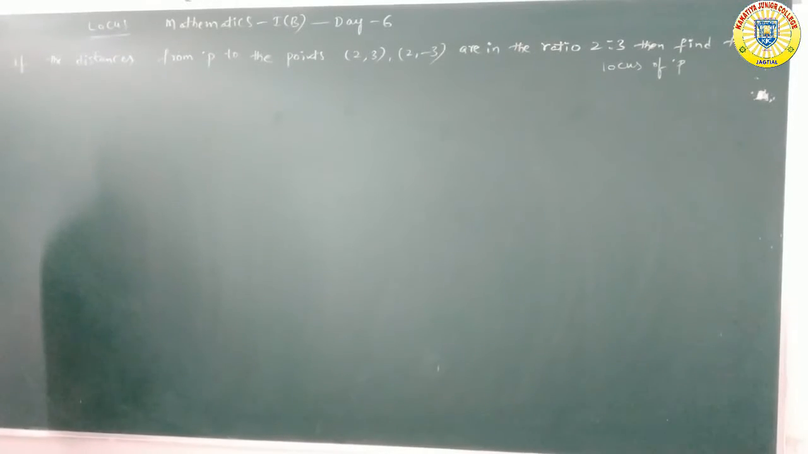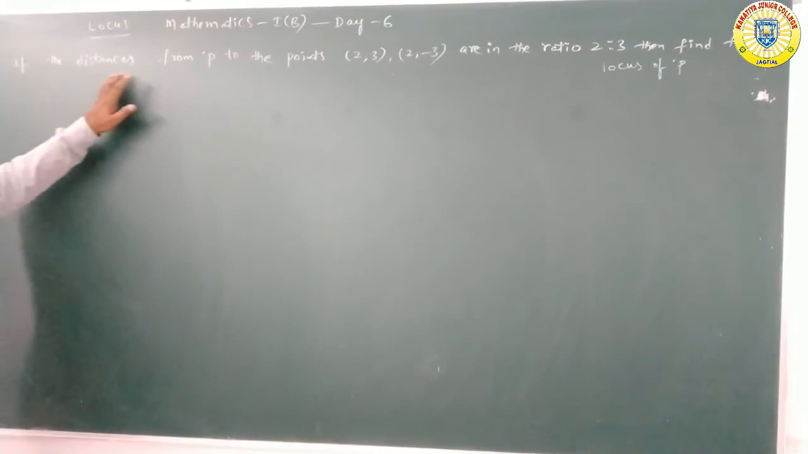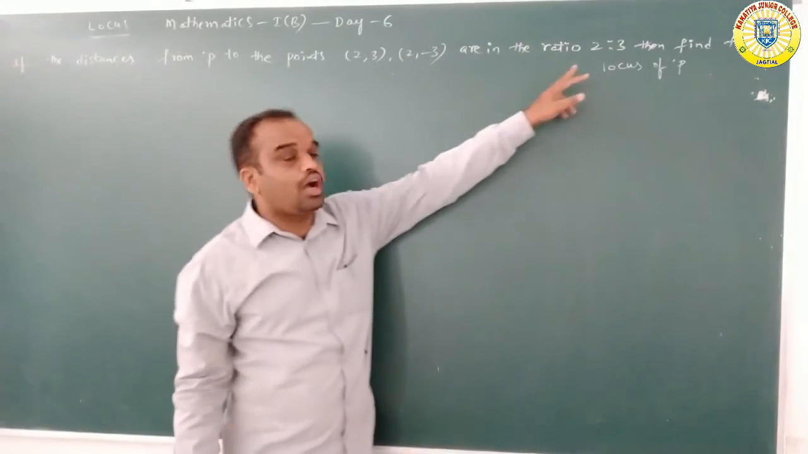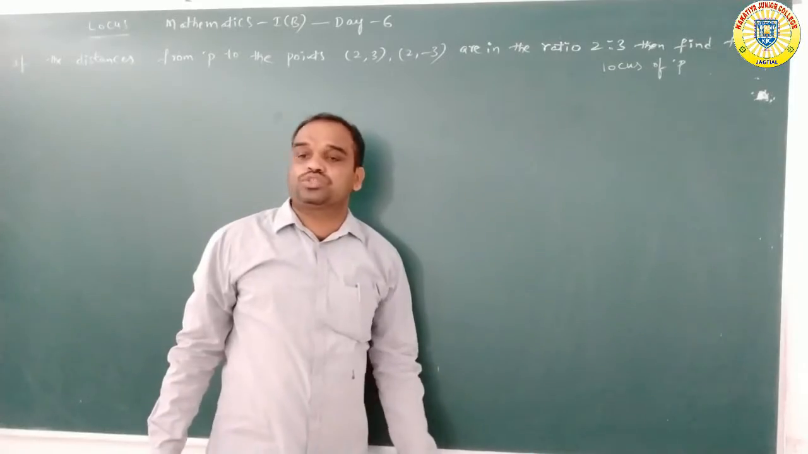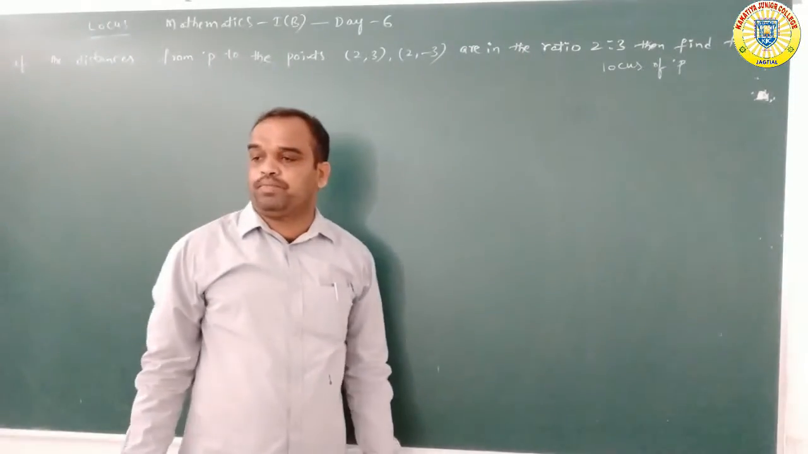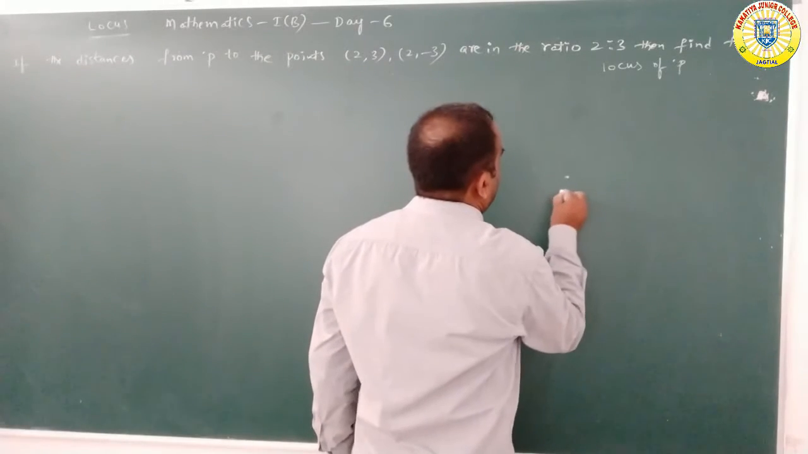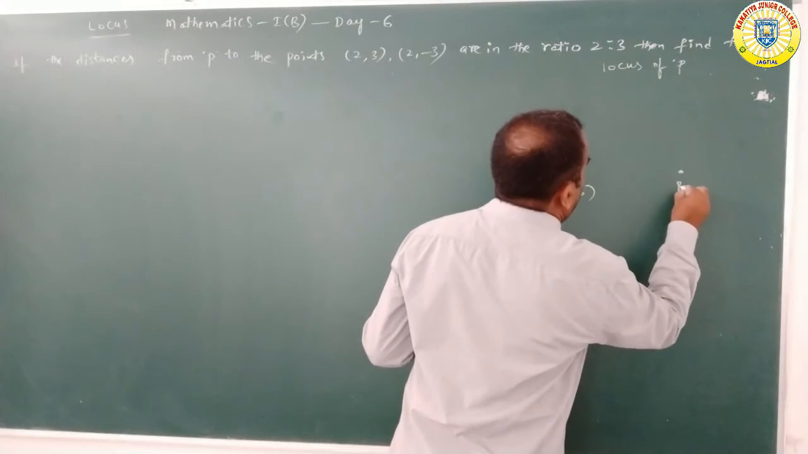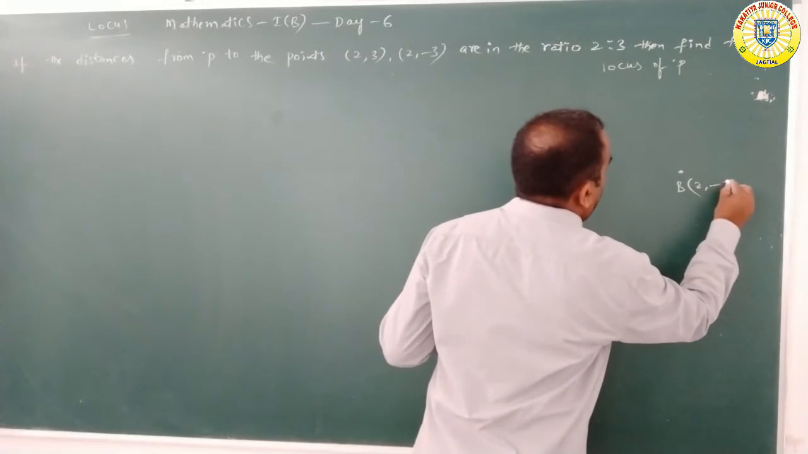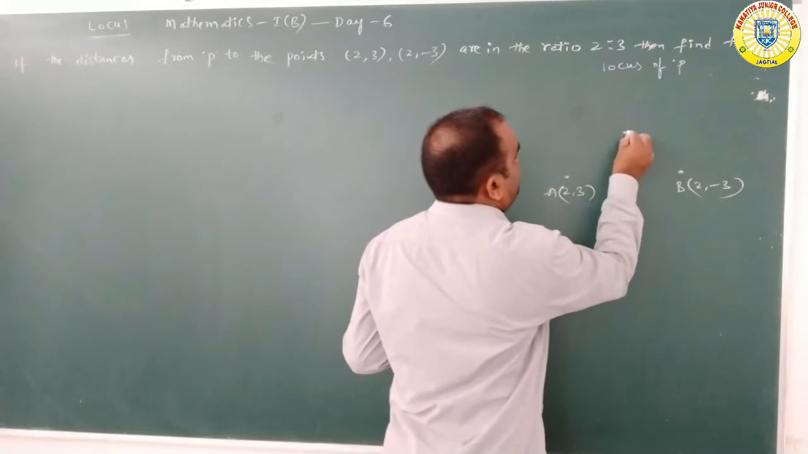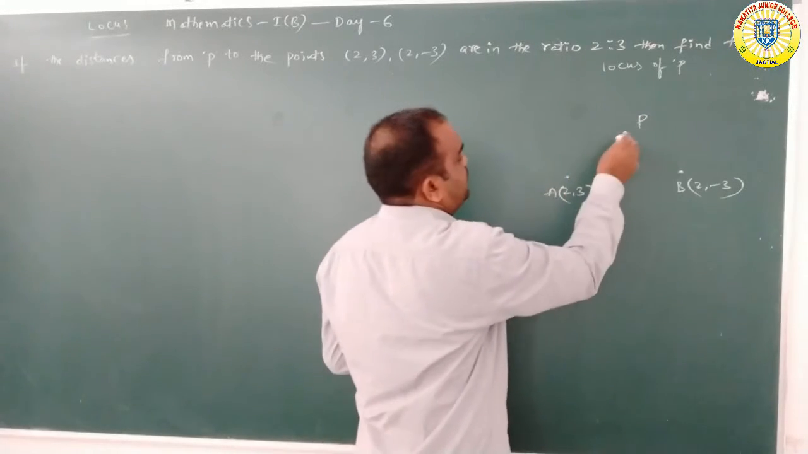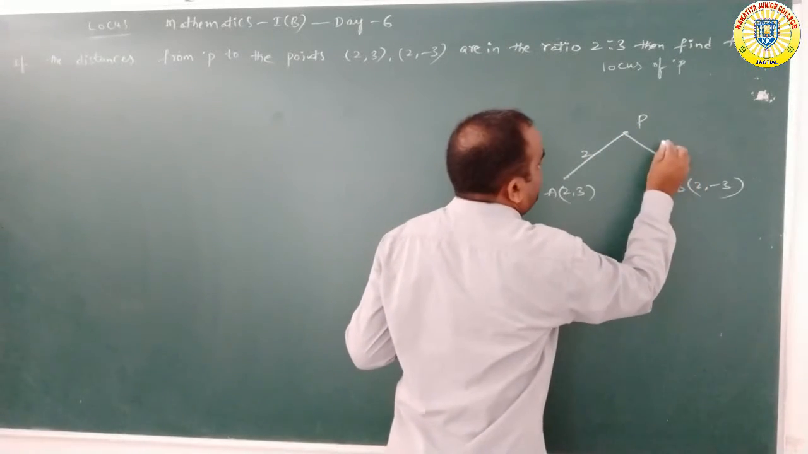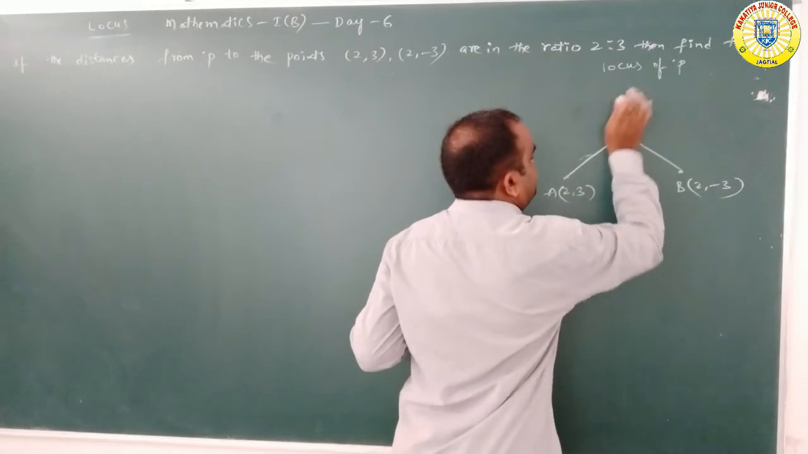Next, see the next question. If the distances from P to the points (2, 3) and (2, −3) are in the ratio 2:3, find the locus of P. So there are two points. One point is A = (2, 3), and another point is B = (2, −3). The point P is located from A and B in the ratio 2:3.